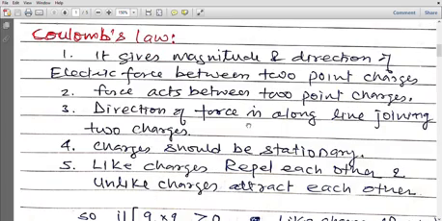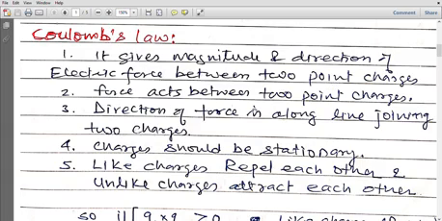Basically, Coulomb's law is used to find the magnitude and direction of electric force between two point charges. We can calculate the electrostatic force of attraction or repulsion between two charges only. But if there is any continuous distribution of charge and we wish to find the overall force, we have to use the superposition method. We will discuss this topic later on.